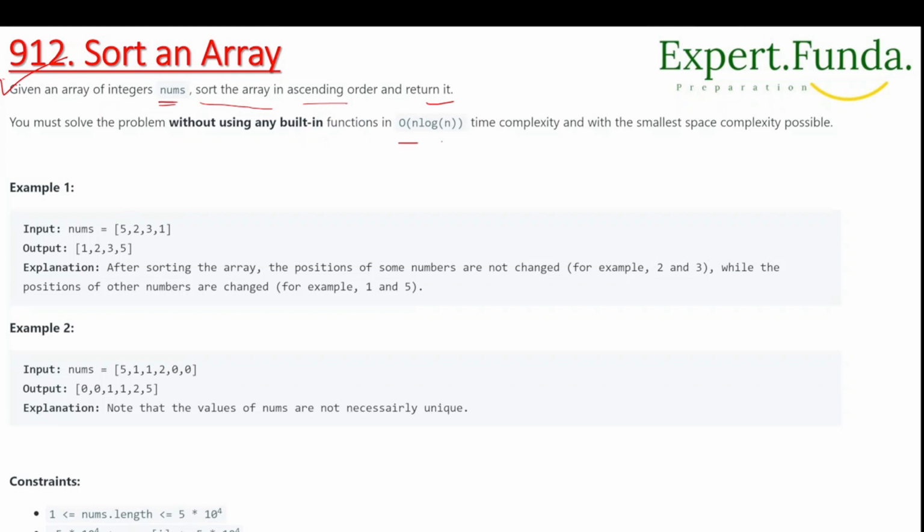that will take O(log n). Without any built-in function, that algorithm should take what? O(n log n) time. So the time complexity should be O(n log n), and for space complexity we have to take the smallest possible, like O(1) if it is possible.